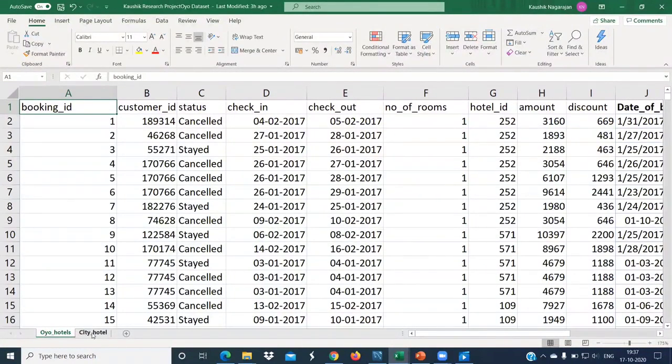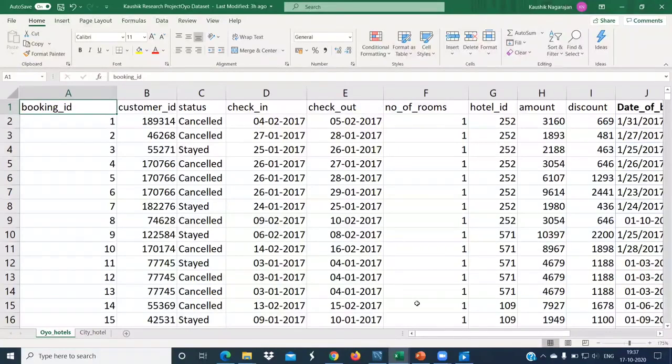So these two tables need to be imported in MySQL Server or in SQL. These two tables, OYO hotels and city hotel, can be imported in two methods. So one is using the command prompt and another is using the table data import wizard.